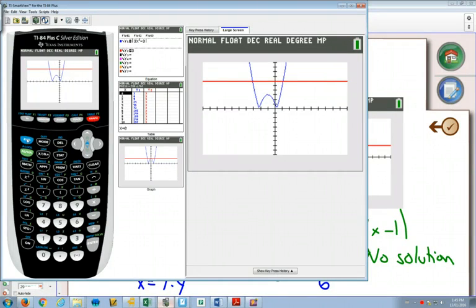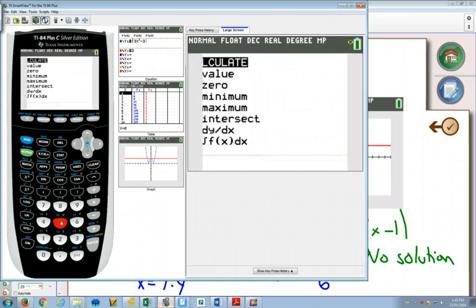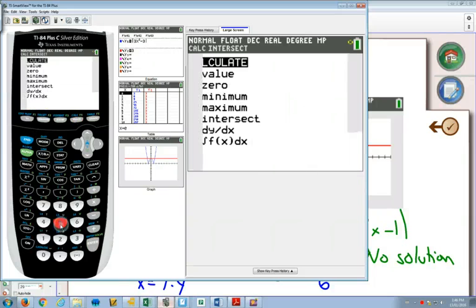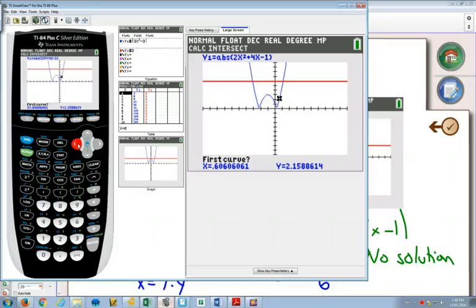I'm going to find the one on the right first. It always finds the ones the closest. So did you get 1.121? And if you want to find the one on the left, you're going to have to move your cursor closer to the one on the left. And you get negative 3.1.